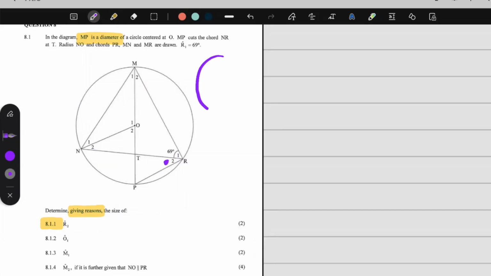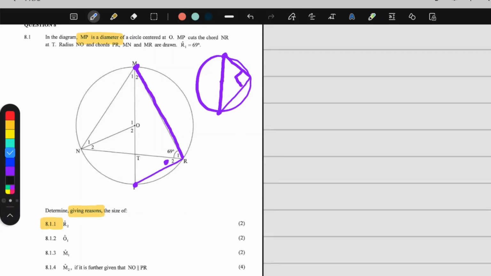Do you remember, grade 12? Let's say you have a diameter like that. If you have a point on the circumference and another point on the circumference, and you take both these points to the ends of the diameter, that whole angle there is 90, angle in a semicircle. I'm going to do the same thing here. Do you see that this whole angle is 90? Angle in a semicircle. So let's write that down.